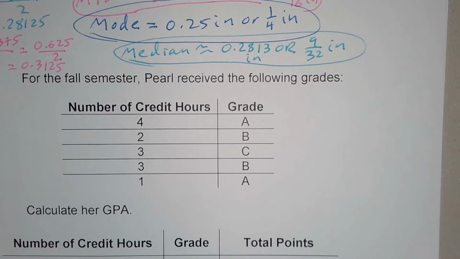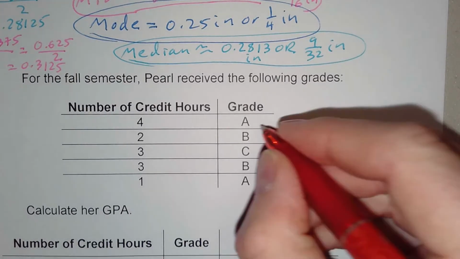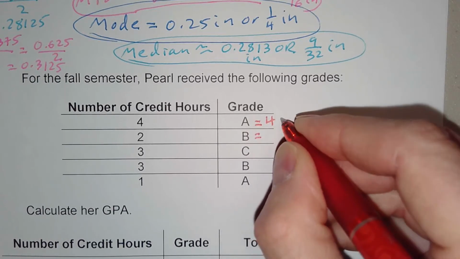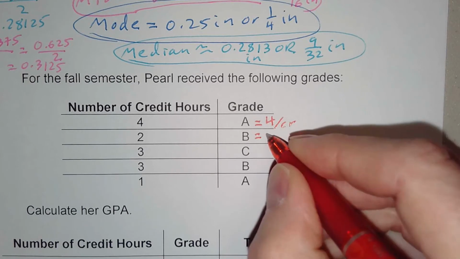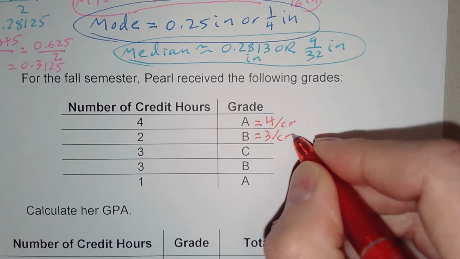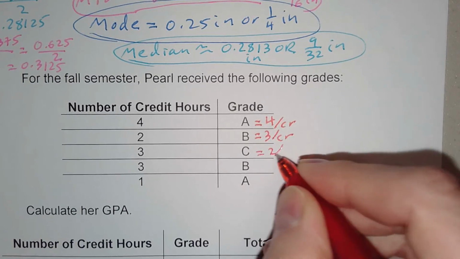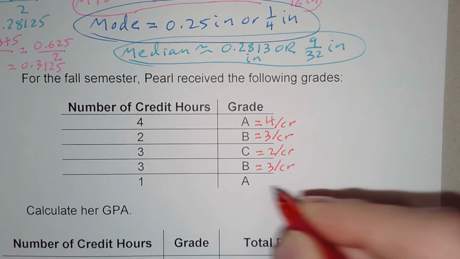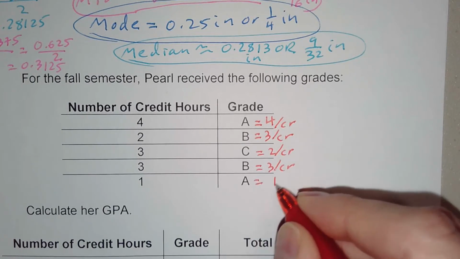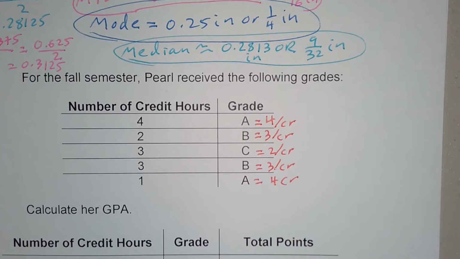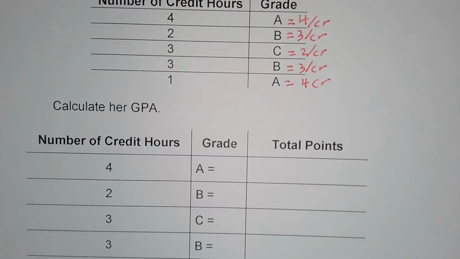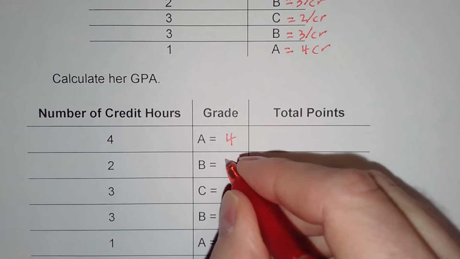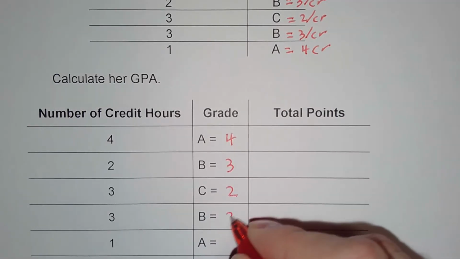And so we're just going to use our standard scale. An A here is worth 4 points per credit. B is worth 3 points per credit. C would be 2 points per credit. So this would be 3 per credit, and A here would be 4 points per credit. So I'm just going to put those numbers down here: 4, 3, 2, 3, and 4.